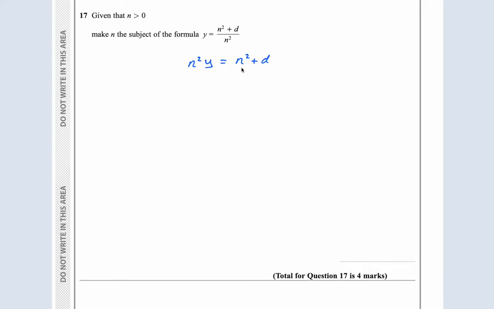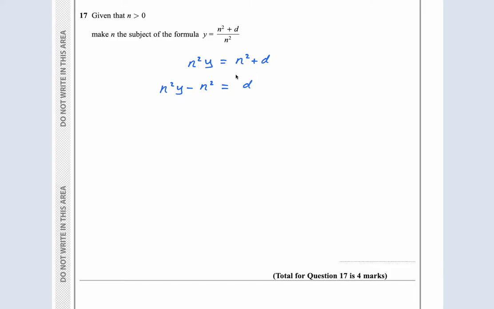Fine, then I need to get any term with n squared in it on the left. So this one is already there, n squared y, fine. And this n squared here, I'm going to subtract it like this. So I have n squared y minus n squared equals d.